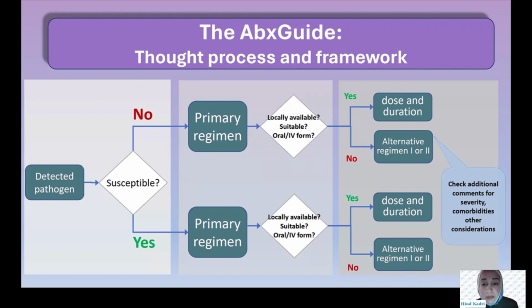chose an alternative regimen. Also, we had beta-lactam and non-beta-lactam alternatives. We had alternatives in case the IV form was not present, and we left a comment section to suggest IV to oral switch, or in cases of comorbid conditions or immunocompromised patients, we had some comments on those. And we suggested some investigations in case they need to be monitored with the proposed regimens.